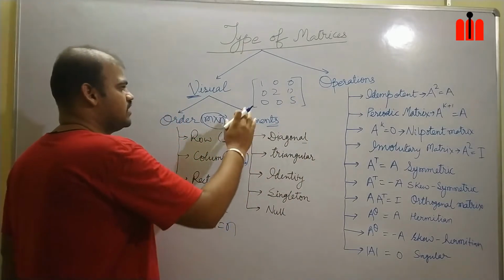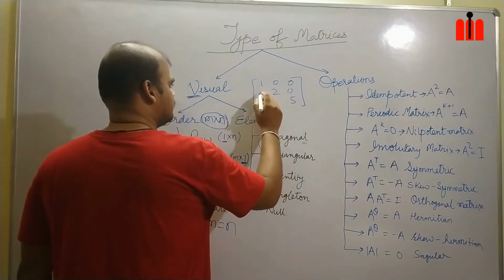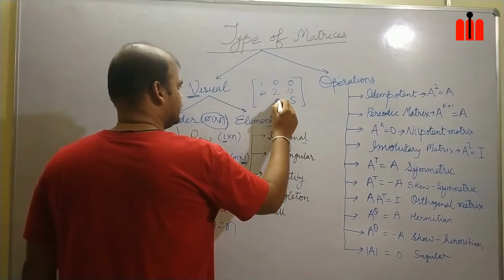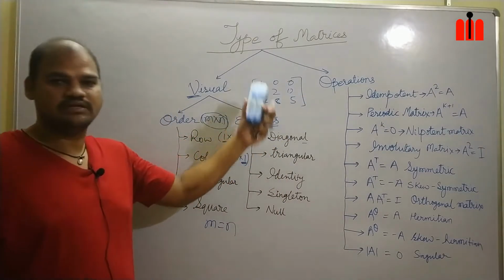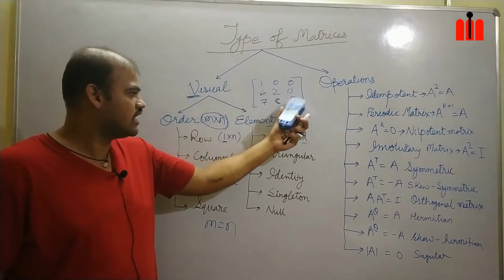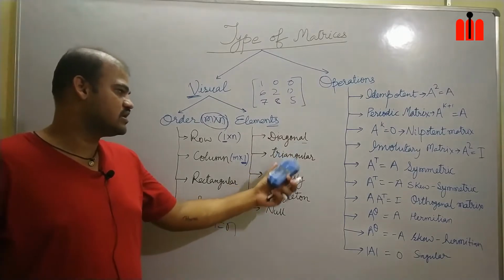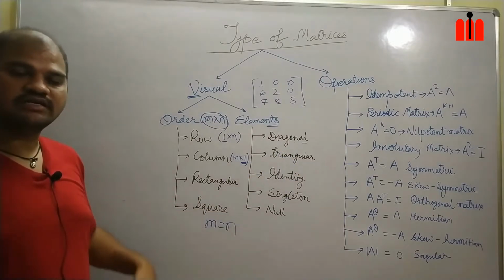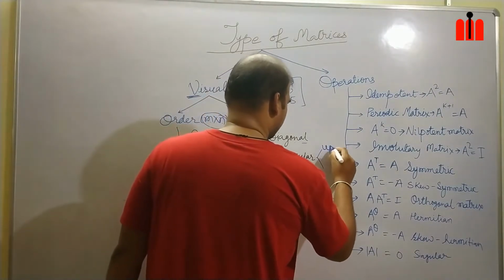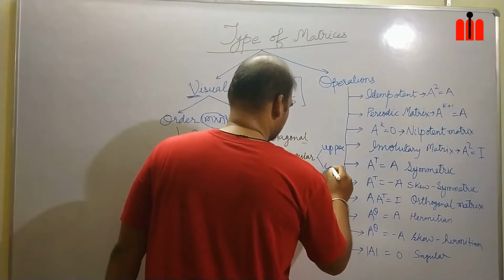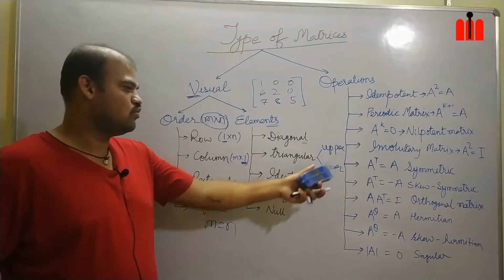Triangular matrix: if you take out these elements from here and you write some 6, 8 and 7, this is a lower triangular matrix. So we can see that the lower triangle is filled with natural numbers. Such type of matrix is known as a triangular matrix. In the triangular matrix itself, there are two types: one is upper and another one is lower. So upper triangular matrix and lower triangular matrix.